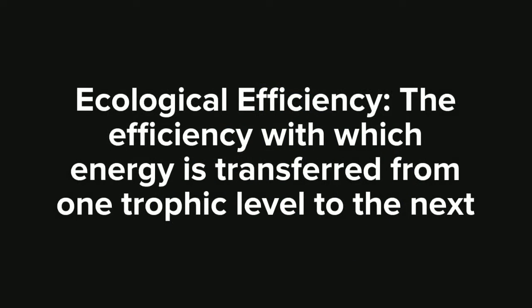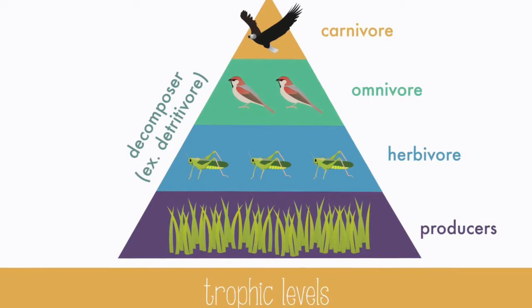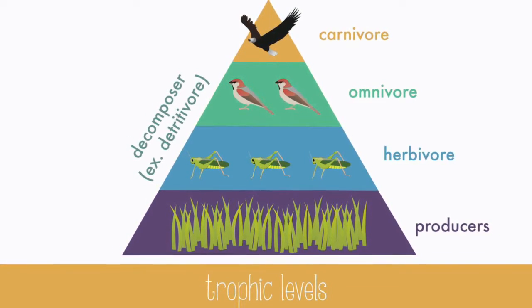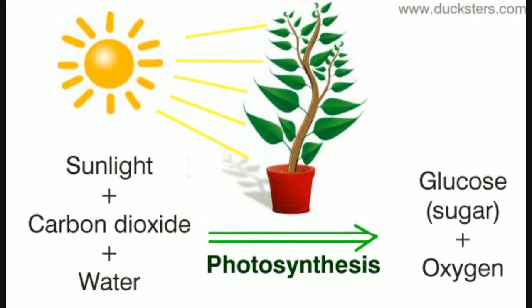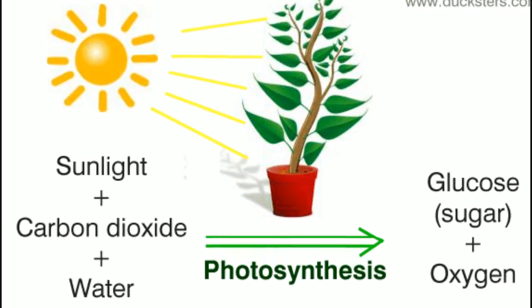Ecological efficiency is the efficiency with which energy is transferred from one trophic level to the next. An entire lesson could be dedicated to learning about trophic levels, but for this video all you need to know is a trophic level is a collection of organisms that share the same position in a food web, and that all the energy in a food web comes from plants converting sunlight, water, and carbon dioxide into glucose.